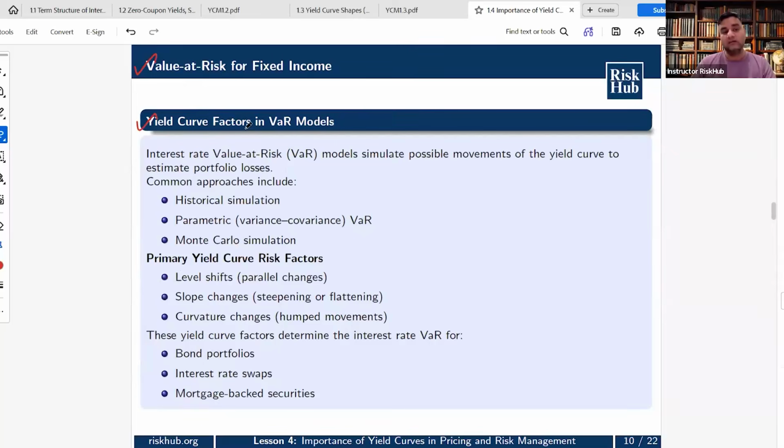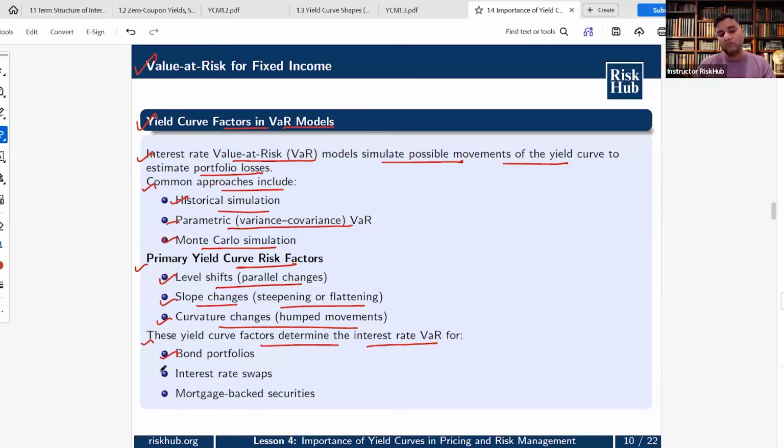Value at risk for fixed income: yield curve factors in your VaR models. Interest rate value at risk models simulate possible movements of the yield curve to estimate your portfolio losses. Common approaches include historical simulation, parametric variance-covariance VaR, and Monte Carlo estimation. Primary yield curve risk factors are level shifts, which are parallel changes, slope changes, steepening or flattening, and curvature changes, or hump movements. These yield curve factors determine the interest rate VaR for bond portfolios and mortgage portfolios.